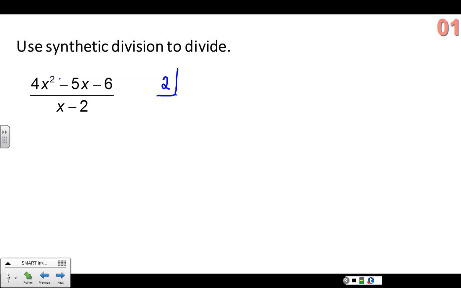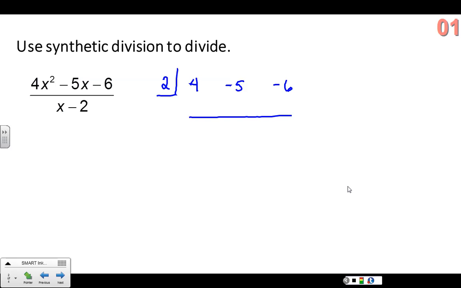Now the coefficients of what you're dividing into are 4, negative 5, and negative 6. Notice they are in descending order, and all of my terms are in there. So I have the squared term, I have the x to the first power term, then I have the constant term. So this is in perfect form for division. So I will write those down: 4, negative 5, and negative 6.